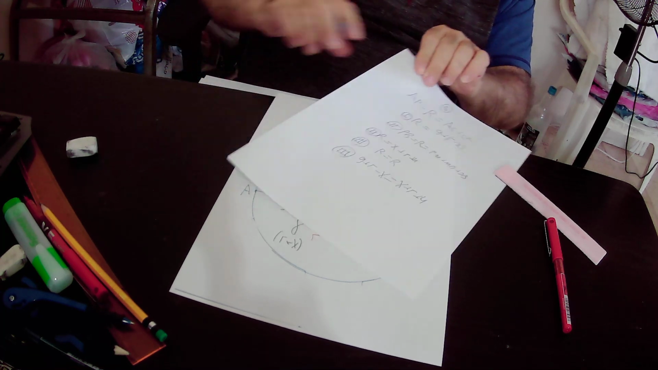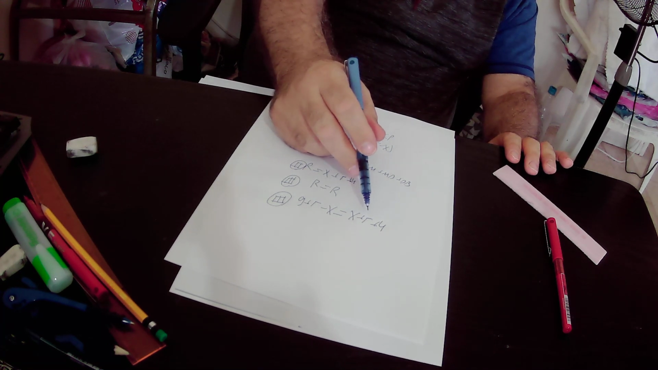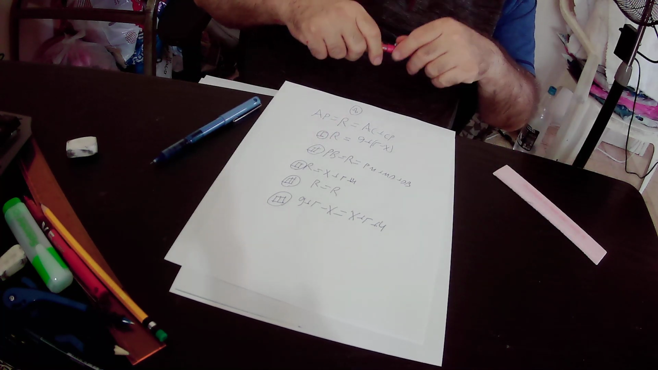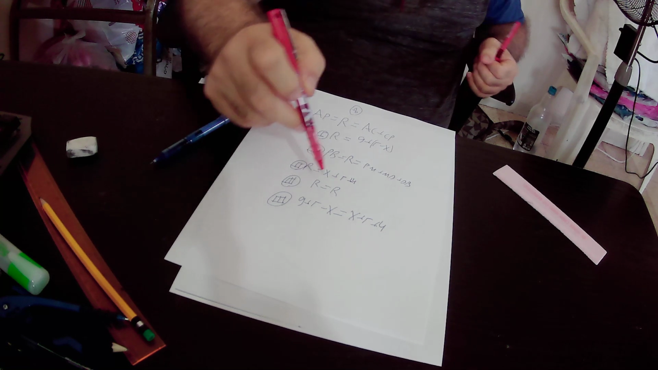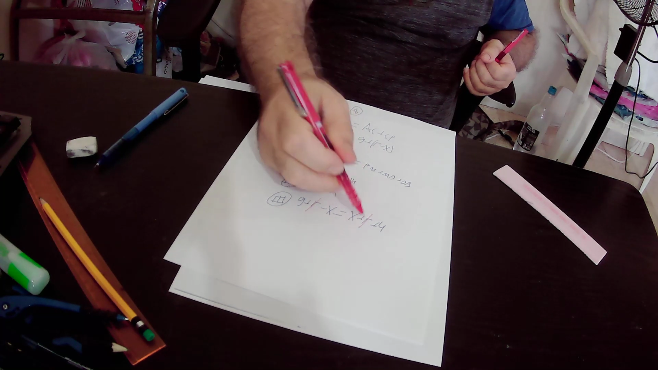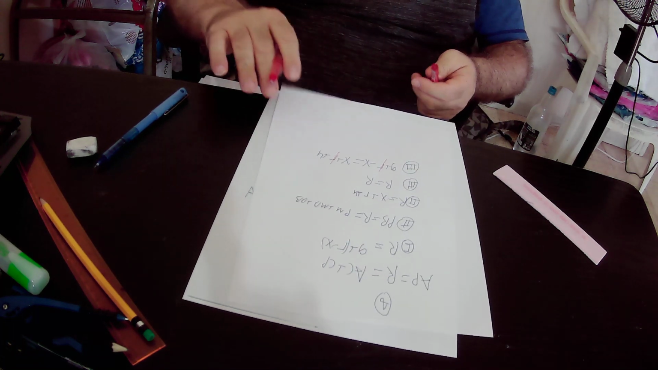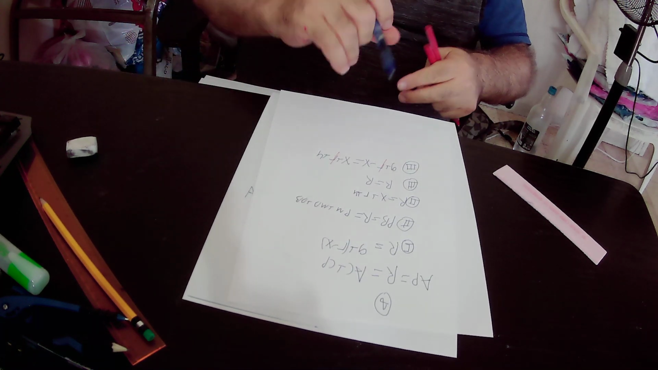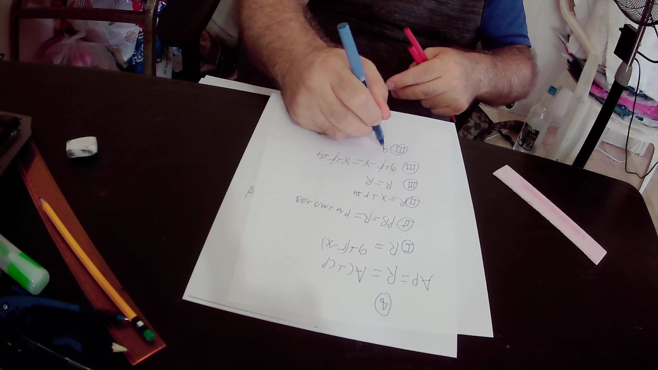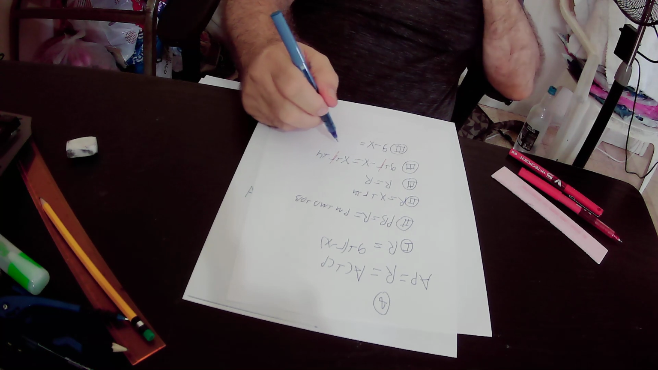Okay, according to equation number 4, 9 plus r minus x equals x plus r plus 4. Here we have r on this side of the equation, and we have r on the other side of the equation, so we can cancel r, and what is left after we cancelled r is actually 9 minus x equals x plus 4.